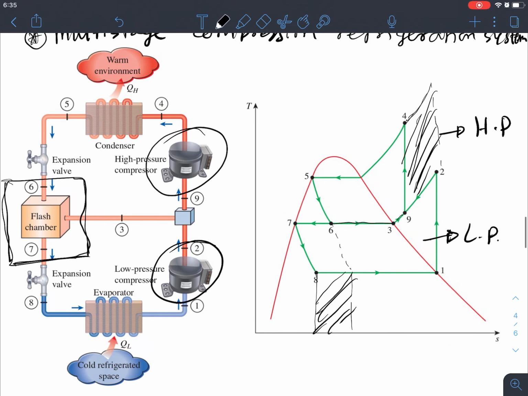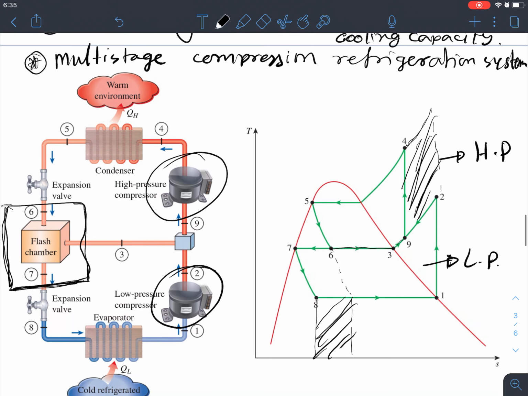So that's the only one difference between the multi-stage and cascade type. If I ask you in the quiz what is the difference, you should say that instead of a heat exchanger, it uses a flash chamber, right? So that's the difference in the multi-stage compression.